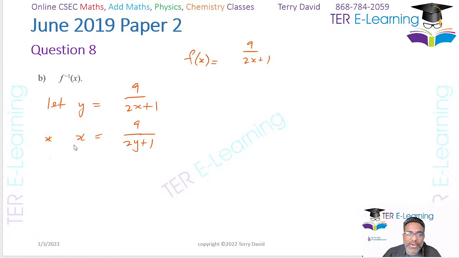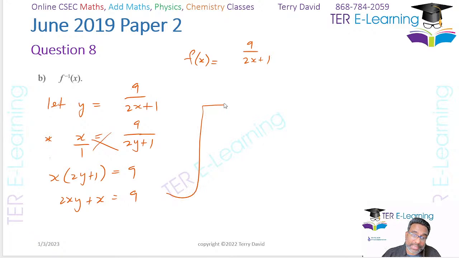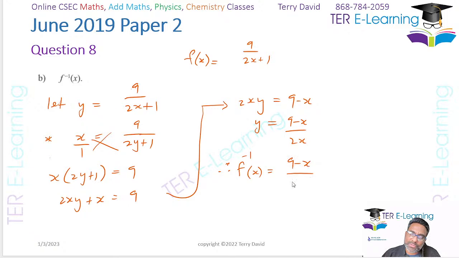And what I'm going to do, I'm going to write this as x over 1 so I can cross multiply. So this here is going to be x, open brackets, 2y plus 1 is equal to 9. 2xy plus x is equal to 9. So we're making y the subject of the formula. That's the objective here right now. So 2xy is equal to 9 minus x. So y is equal to 9 minus x over 2x. So therefore the inverse function here is 9 minus x over 2x.